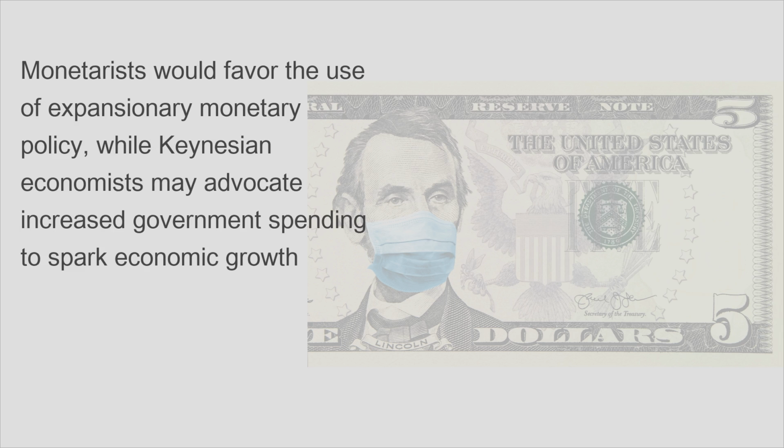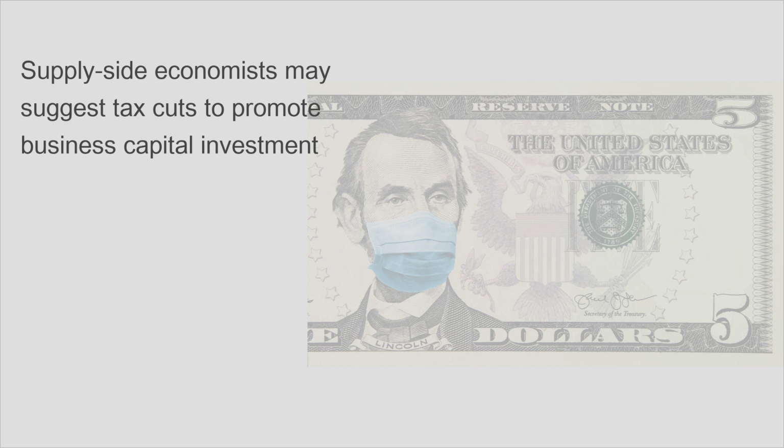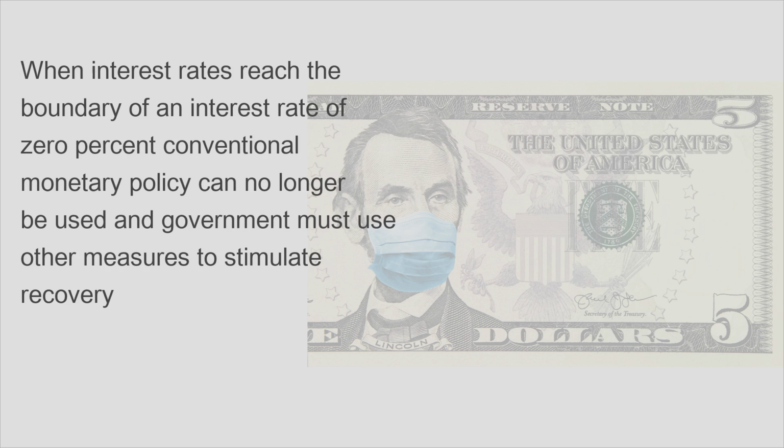Monetarists would favor the use of expansionary monetary policy, while Keynesian economists may advocate increased government spending to spark economic growth. Supply-side economists may suggest tax cuts to promote business capital investment. When interest rates reach the boundary of an interest rate of 0%, conventional monetary policy can no longer be used and government must use other measures to stimulate recovery.